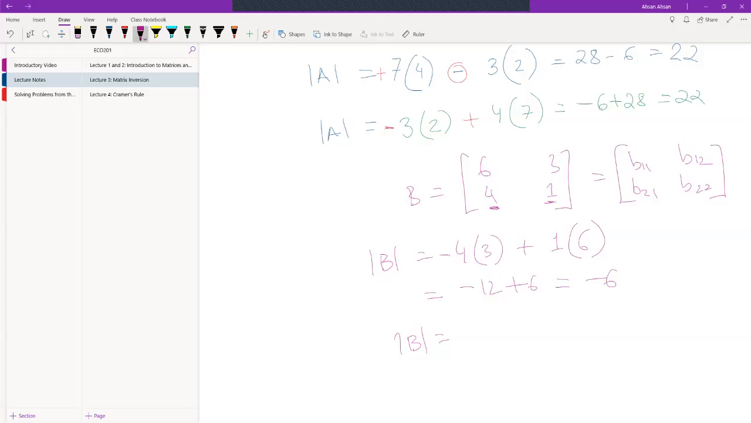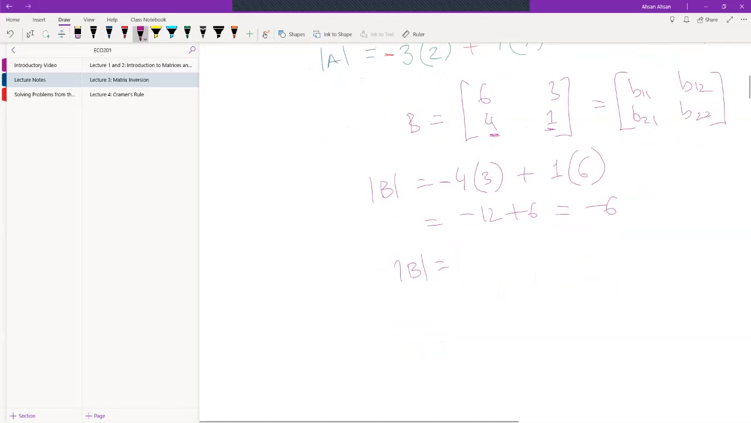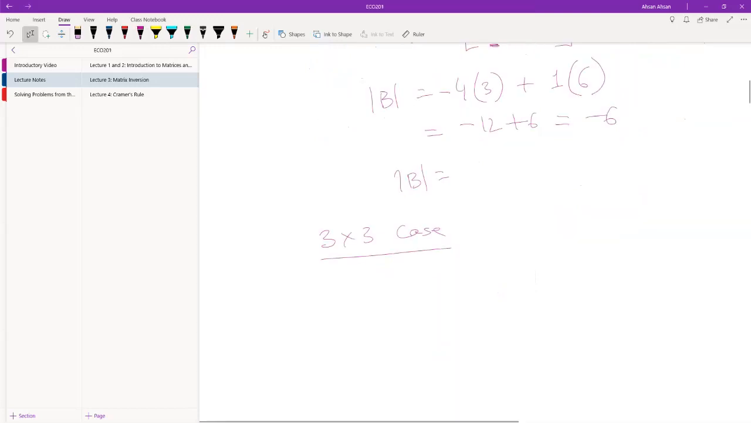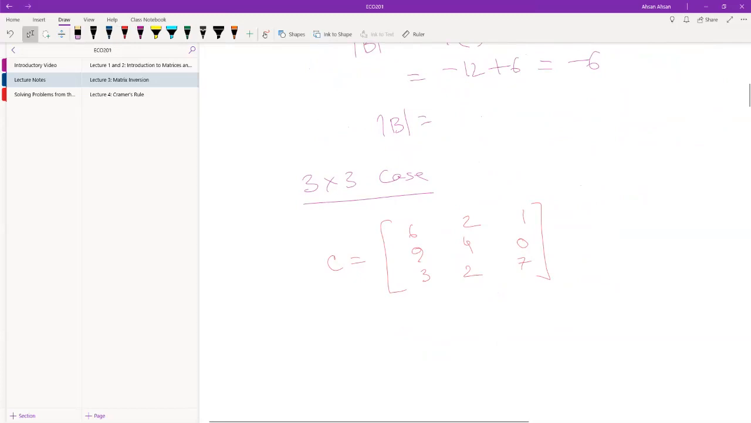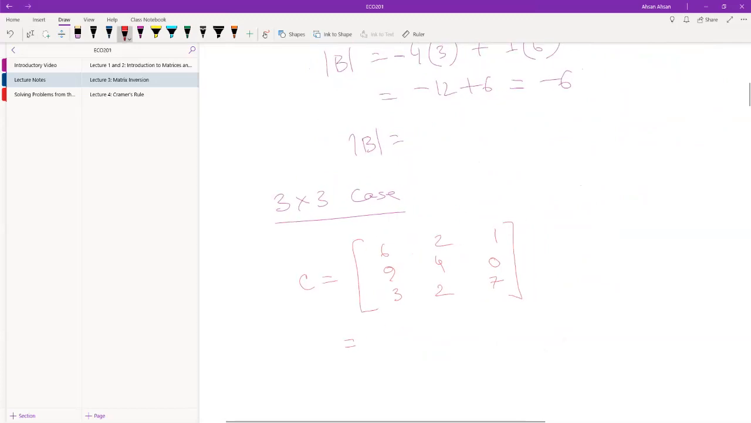Now let's try and calculate the determinant of a 3 by 3 matrix. So a 3 by 3 case. Suppose I have C, which is 6, 2, 1, 9, 4, 0. Suppose this is it. And if it helps, don't worry about it.